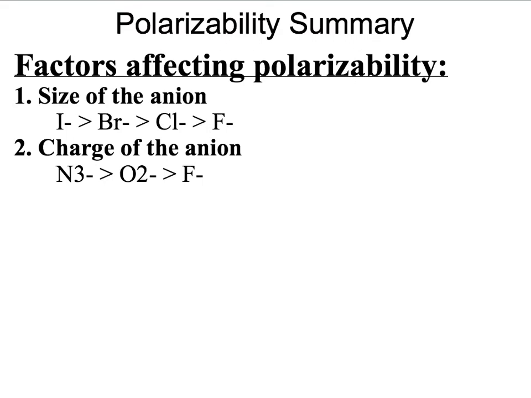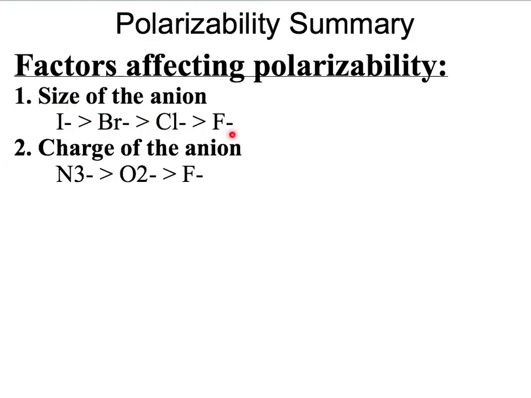Alright, so factors affecting polarizability. Also, when we're thinking about the anion, the size of the anion matters. Polarizability, once again, talks about how easily your own electron cloud can be distorted. If your electron cloud can be distorted very easily, then you have a high polarizability. And iodine's right at the top of that list there. It can be polarized the easiest.